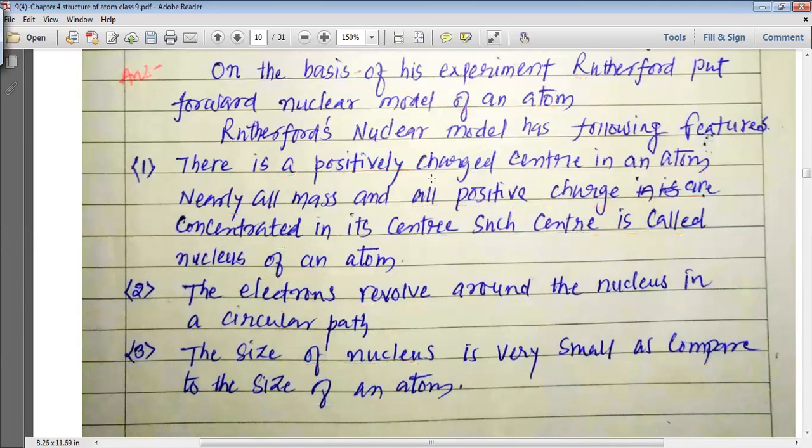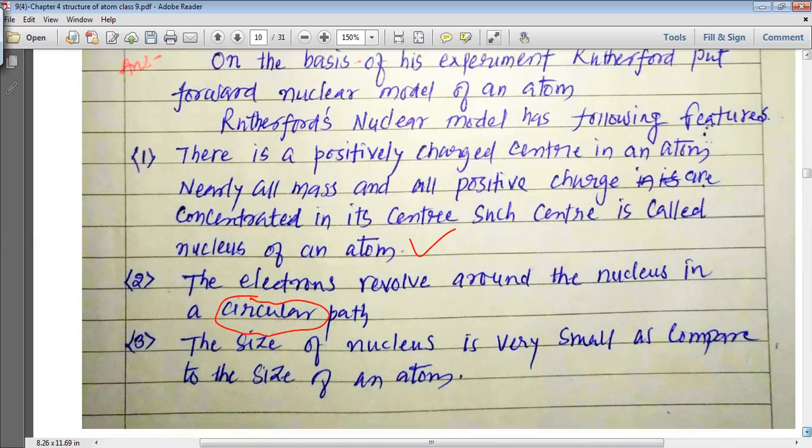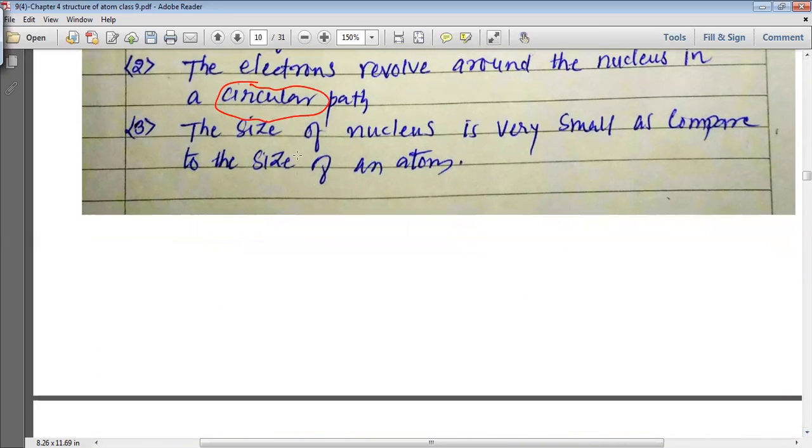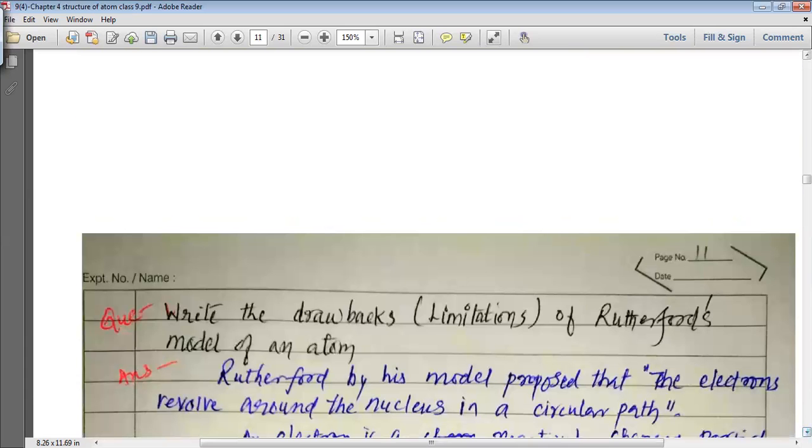Once again, in the first point, Rutherford says that there is a positively charged center in an atom. Nearly all mass and charge of the atom is concentrated in the center, and this center of the atom is called nucleus. Electrons revolve around the nucleus in the circular path. Please remember that he has clearly mentioned this. And third, the size of the nucleus is very small as compared to the size of the atom.